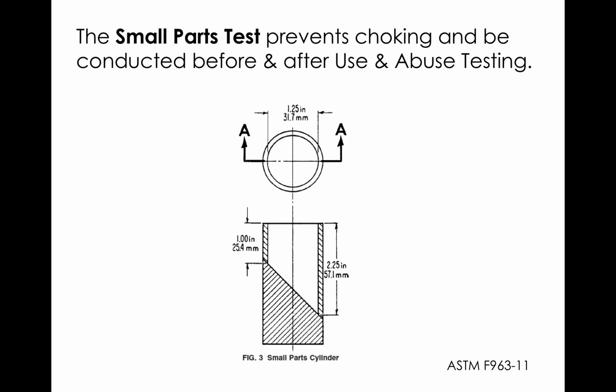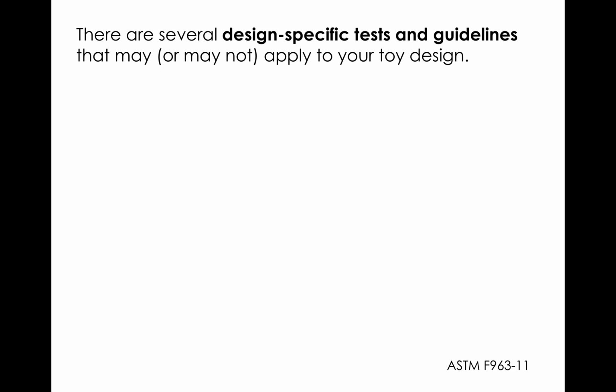Okay, so those are the 3 major tests. There are some design-specific tests and guidelines that you should be aware of, and we expect you to follow if your toy design has a particular way that a kid could get hurt that is not covered by use and abuse, the sharp edge, and the small parts.